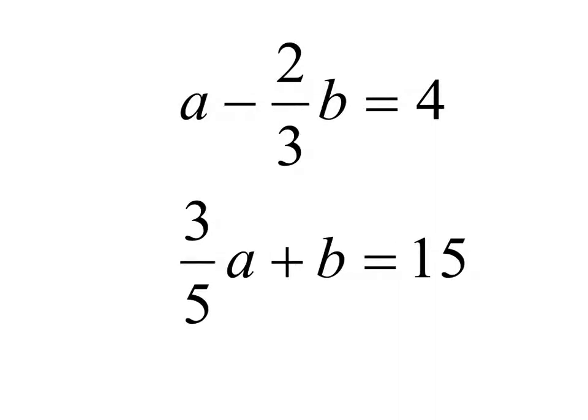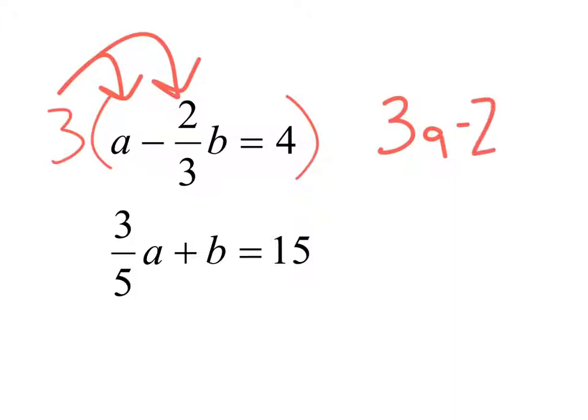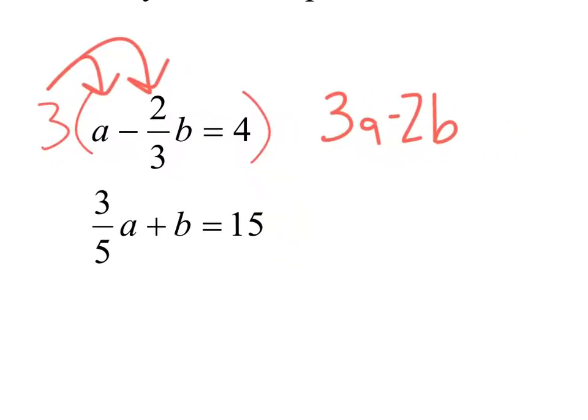We're going to jump right on in, and I know that we're going to multiply into this top linear equation 3, because when we distribute, actually let's do that right now. So when we distribute, 3 times a is going to give us 3a. 3 times negative 2/3 b is going to give us simply negative 2b, because the 3's, of course, cancel out. And then 3 times 4, obviously, is going to give us, what? 12.